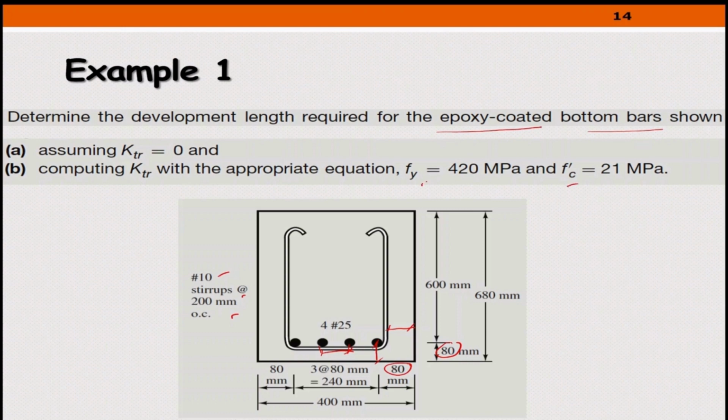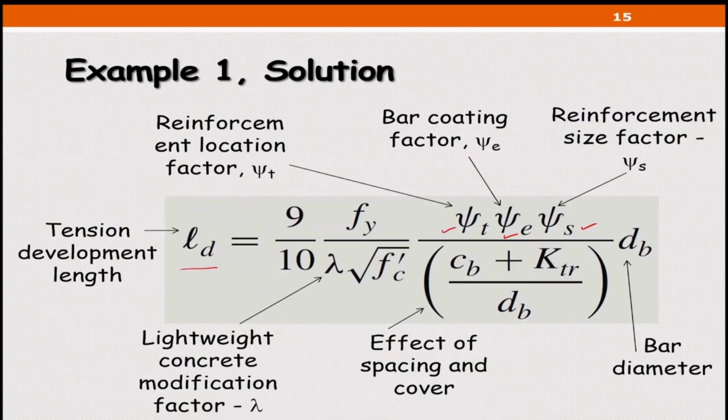Given Fc prime and F yield, we'd like to solve this problem assuming KTR, which we have already seen in the confinement effect, equal to zero. This is where the characteristics of the stirrups come into play. It's like assuming it's zero, as lazy engineers decided not to take it into consideration. Or we evaluate KTR so that we see the difference between considering the characteristics of the stirrups versus not considering them.